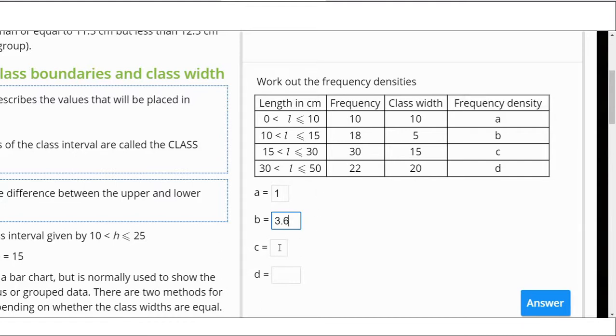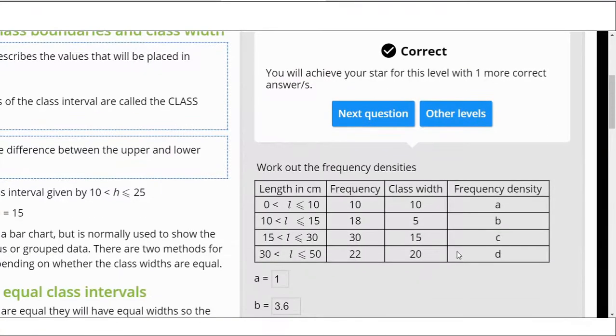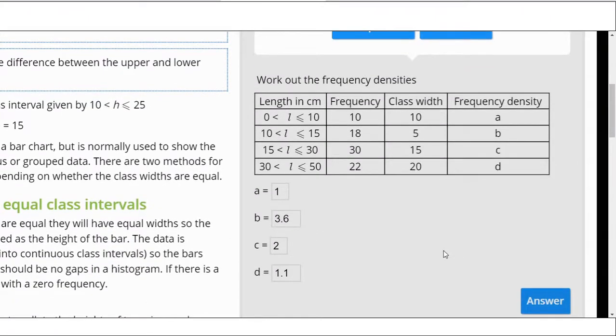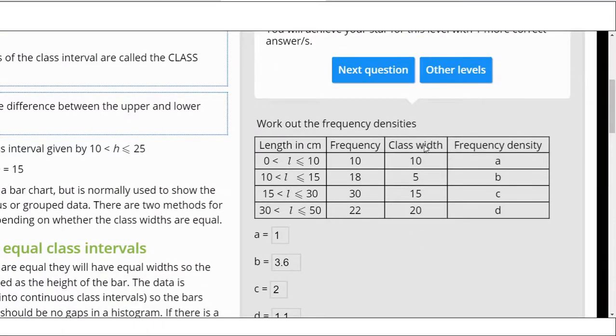All right. C, 30 divided by 15. So it's 2. Right, so 30 divided by 15, and then the last D, 22 divided by 20, how many? 1.1, right? Okay, let's check the answer. So it's correct. So this is how to find the frequency densities. Frequency divided by class width.